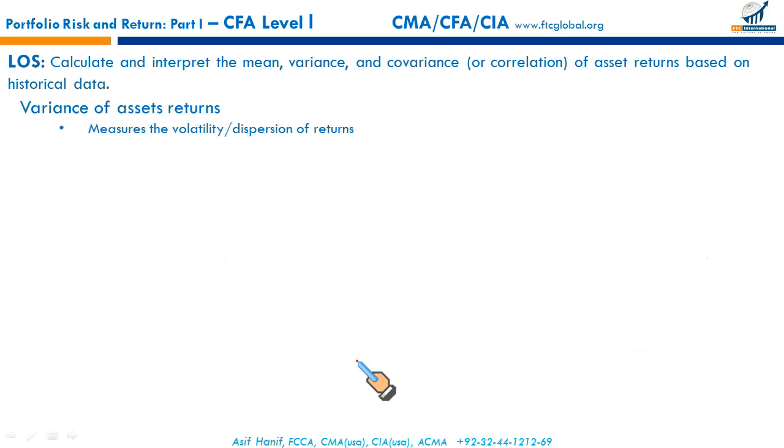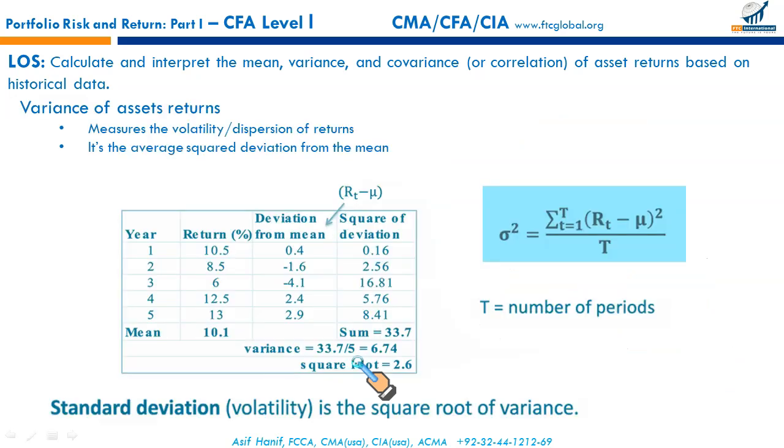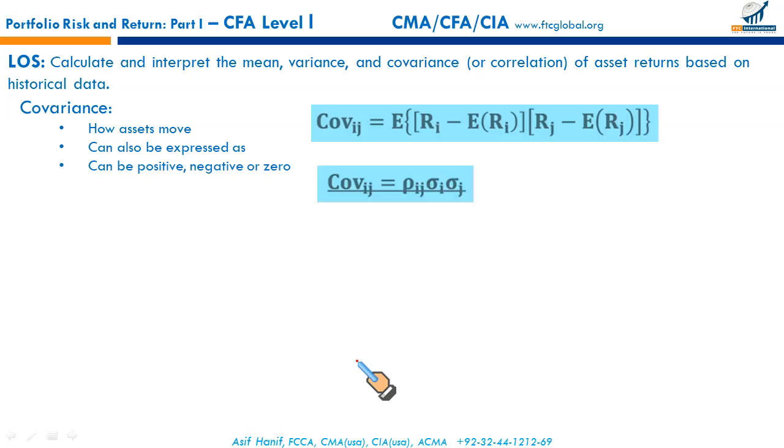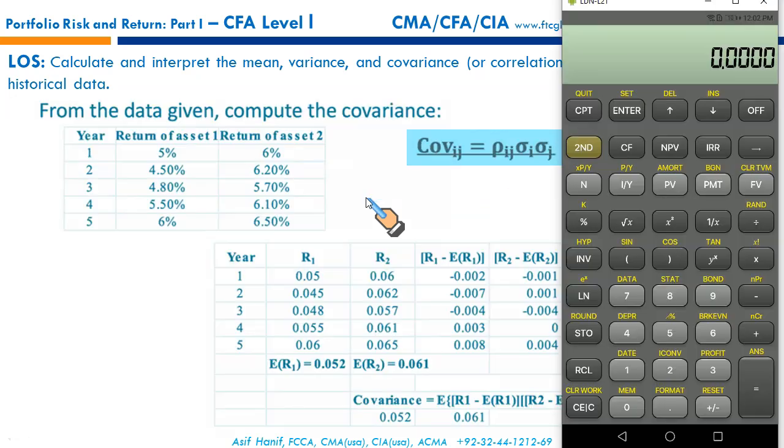Alright, so we have another formula to calculate the covariance. Covariance between two assets is equal to the coefficient of correlation between the two assets multiplied by the standard deviation of asset 1 and the standard deviation of asset 2. And using this formula, we can do it using your financial calculator. Let me show you how we can do that.